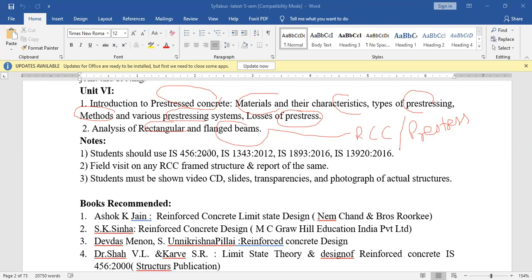So these are the IS codes: IS 456 and IS 1343. IS 1343 is for the pre-stressing, and IS 456 is for RCC. Then IS 1893 and 13920 are for earthquake.